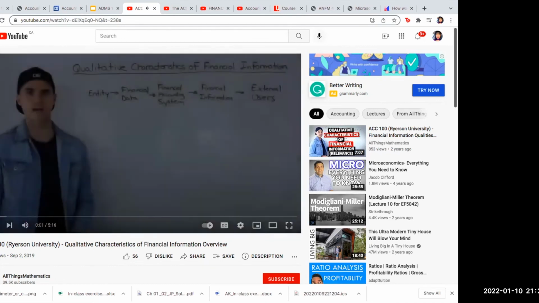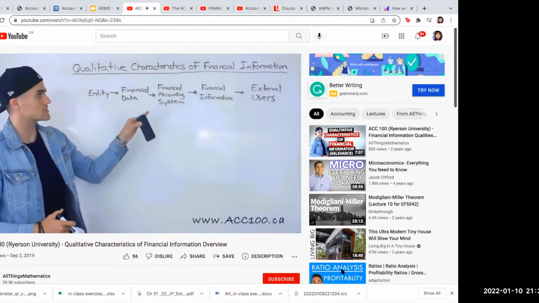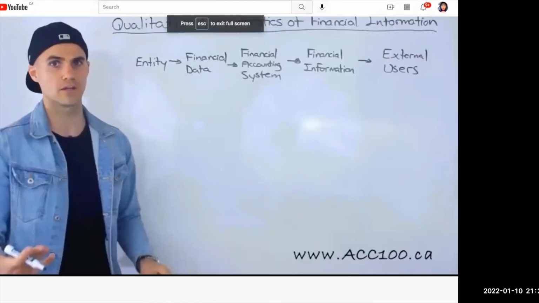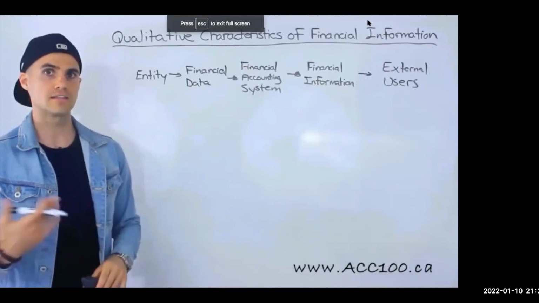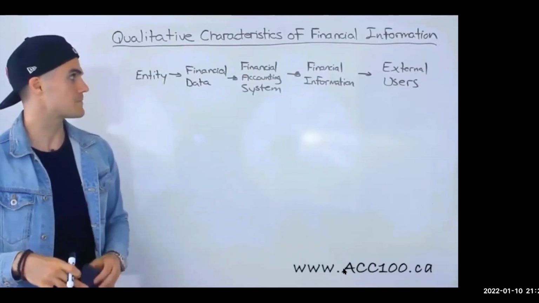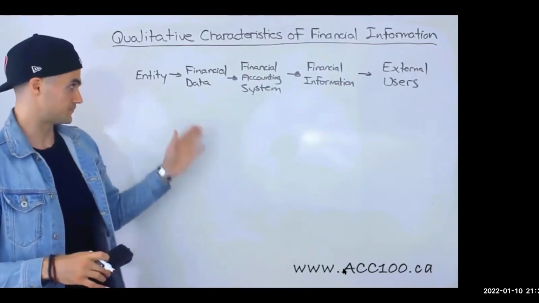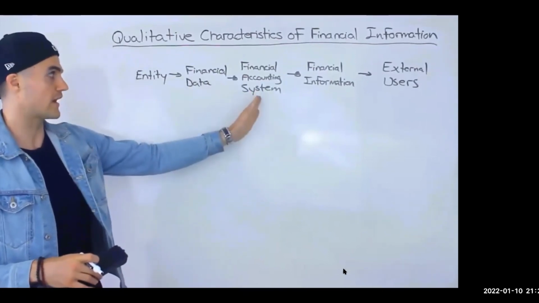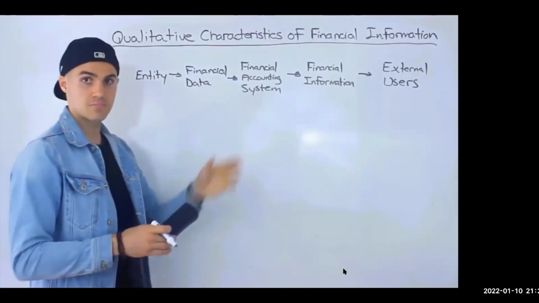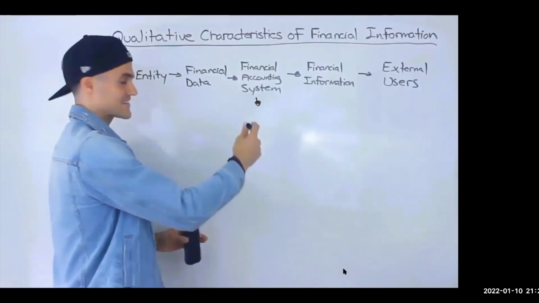What's up, everyone? Welcome back. Patrick here, and in this video what I'm going to go over is the qualitative characteristics of financial information. And it may actually be a couple of videos depending on how long these explanations are going to be. I'm guessing it'll probably be multiple videos, multiple parts. So quick little review from the previous videos. We had this flow chart here for a financial accounting system. So we have an entity, financial data. That financial data gets put through a financial accounting system or through a specific set of rules.